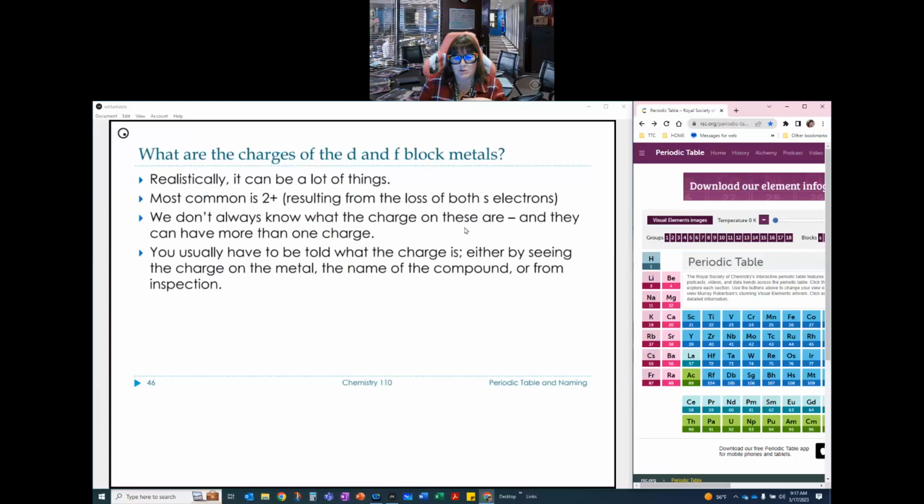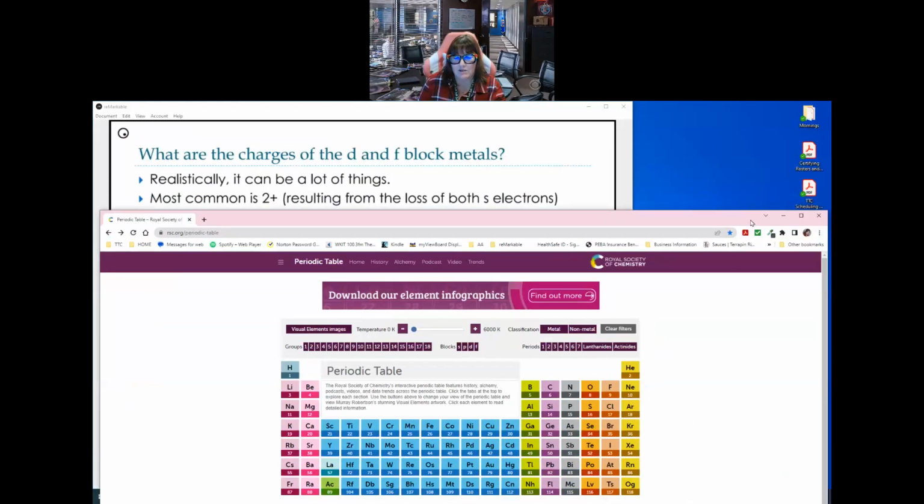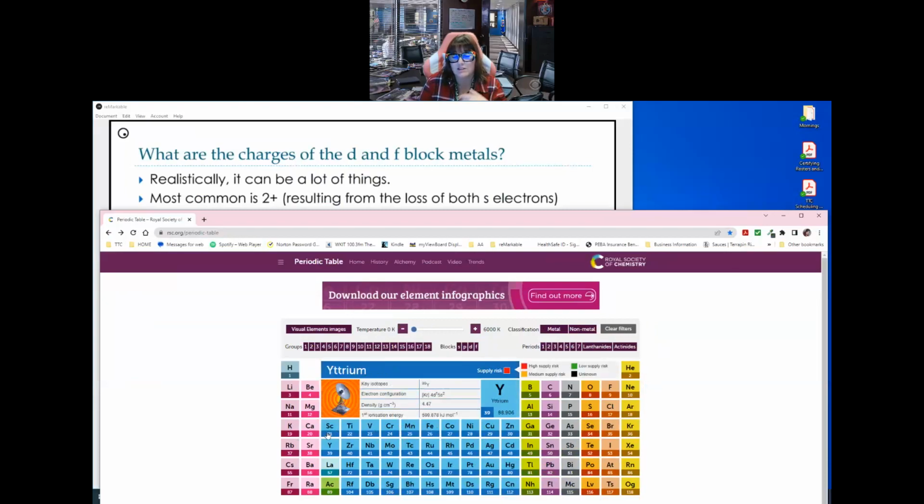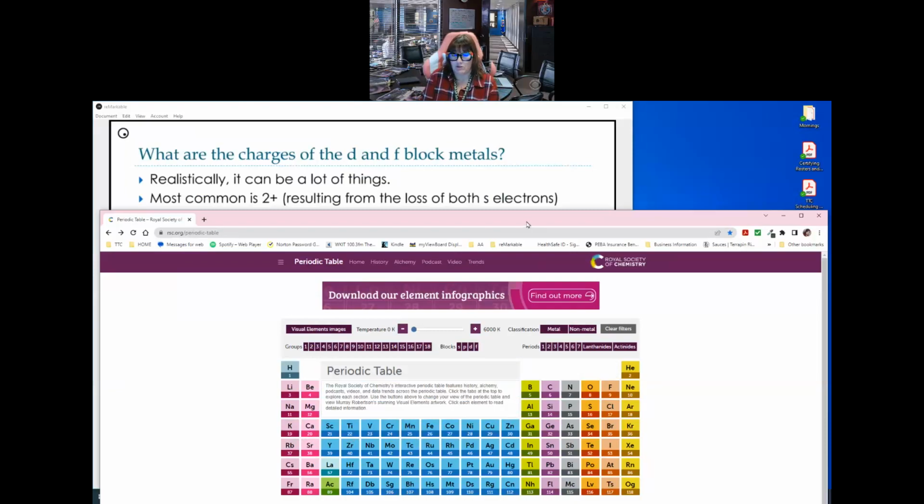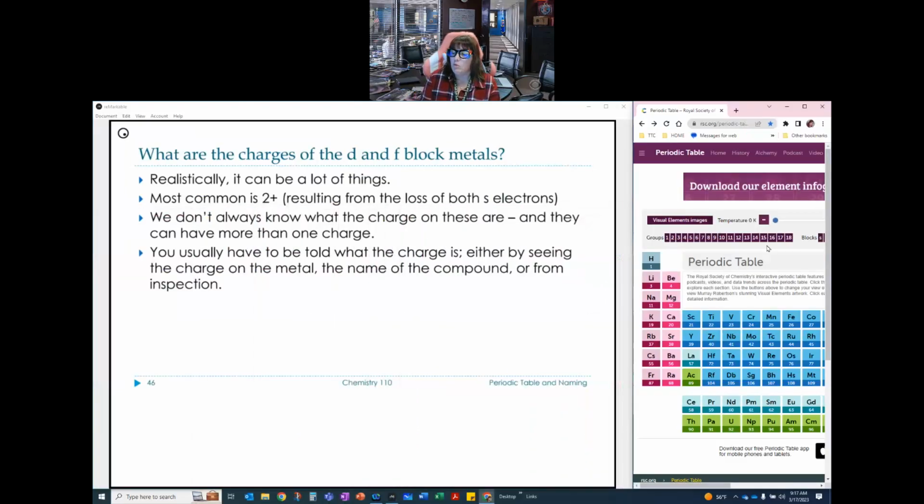Now, what are the charges on the D and F block metals? I said that it was going to get complicated and that things would be weird when we talk about these Ds and these Fs. So I know that these Ds have S's that they can lose. It's fairly common for them to do so. Sometimes, like this one, it only had that one S electron because it had moved the other one into the D block. So sometimes they only have the one and then they become a +1. So there are some things about those.